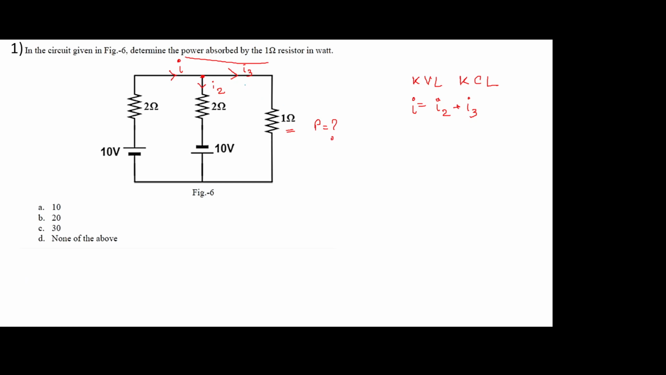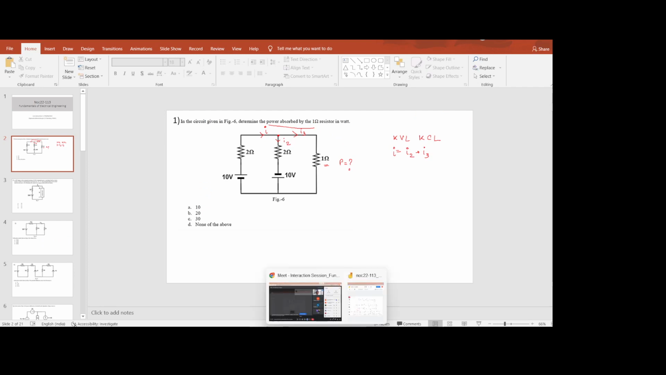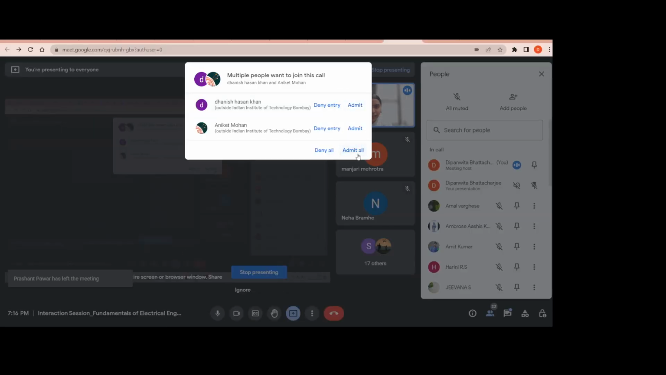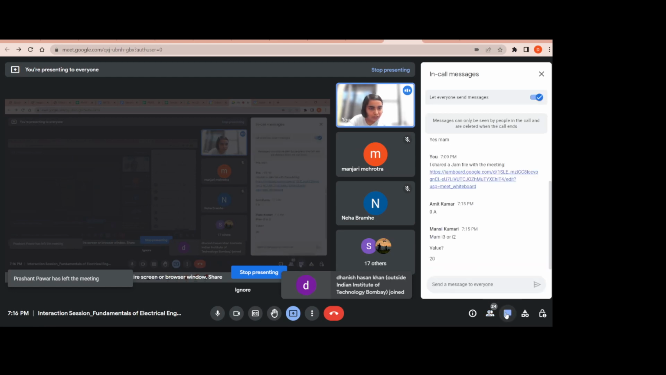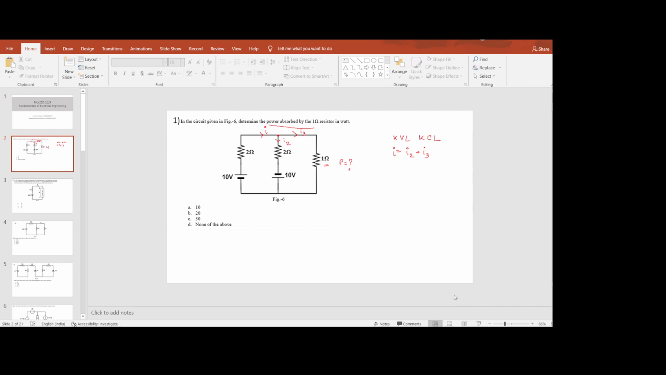Anyone wants to say what is the value of I3? Are you able to calculate it? Can anyone unmute and answer? Let me check the chat box. I3, I2. So yeah, Amit has answered. Mansi, it's I do not understand. Like the value of I3. Yes, I wanted the value of I3.